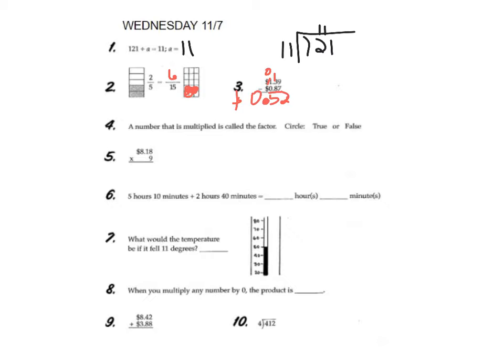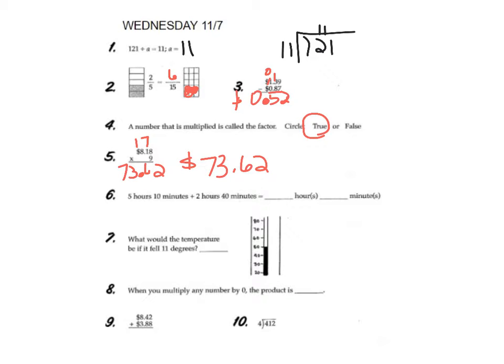Number 4, a number that is multiplied is called the factor, and that is true. Then 9 times $8.18, so 9 times 8 is 72. Carry the 7. 9 times 1 is 9, plus 7 is 16. Carry the 1. 9 times 8 is 72, plus 1 is 73. And then don't forget your decimal. So it's $73.62.